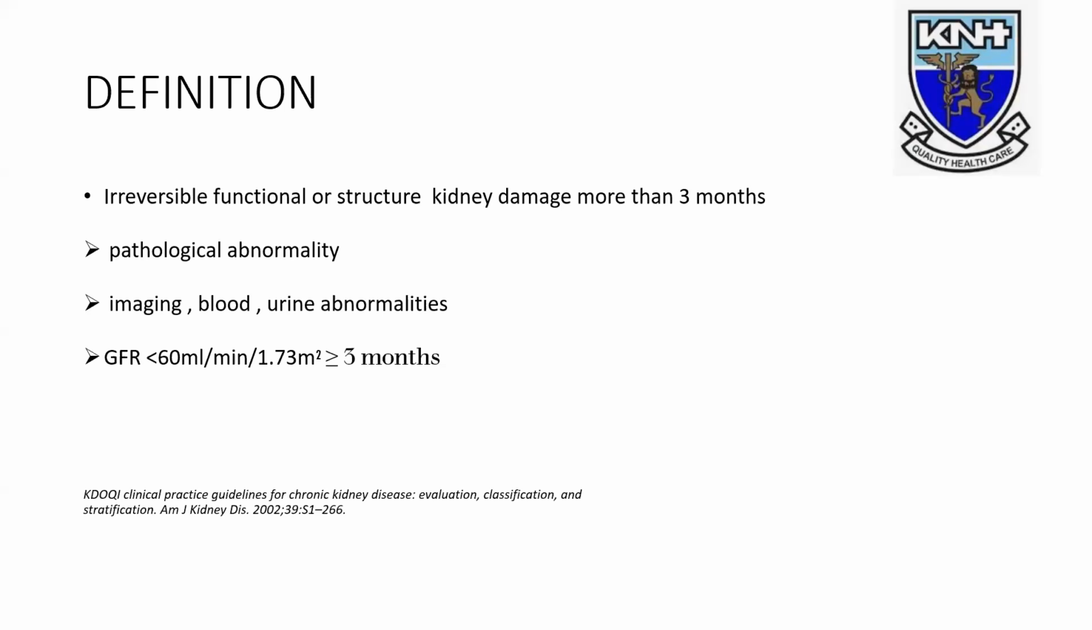The definition of chronic kidney disease is irreversible function or structural kidney damage which persists for more than 3 months, shown either by pathological abnormalities, where the nephrologist or interventional radiologist does kidney biopsies and finds structural or anatomical changes; by imaging, where abdominal and KUB ultrasound shows small kidneys; or by blood tests, where urea, electrolytes and creatinine show elevated creatinine, high urea, maybe hyperkalemia, hypocalcemia, hyperphosphatemia, and high PTH, all complications of chronic kidney disease; and abnormalities in the urine such as albuminuria and proteinuria. And when you calculate the GFR, it is less than 60 mL per minute for a duration of more than 3 months.